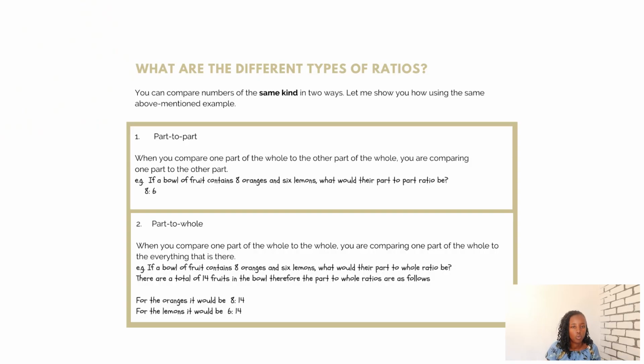Now, the second type of ratio is what I like to call the part to whole. This is when you compare a part of the whole to the whole. So, for example, if a bowl of fruit contains 8 oranges and 6 lemons, the part to whole ratio for the oranges would be 8 to 14, 8 being the number of oranges and 14 being the total number of fruits. And then again, the part to whole ratio for the lemons would be 6 to 14, 6 being the lemons and 14 being the total number of fruits.